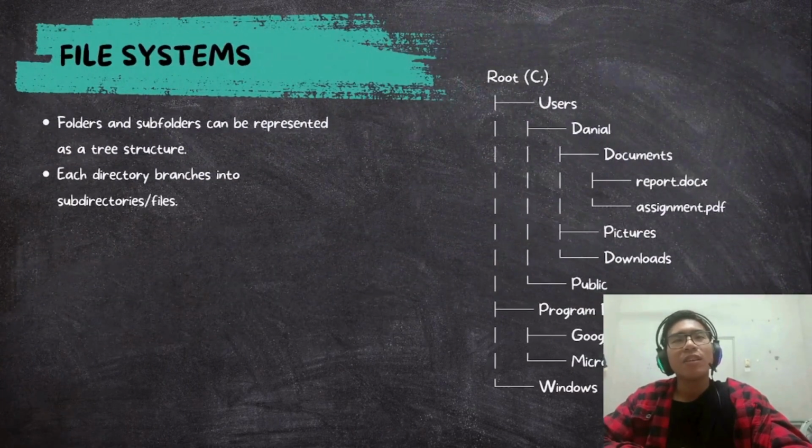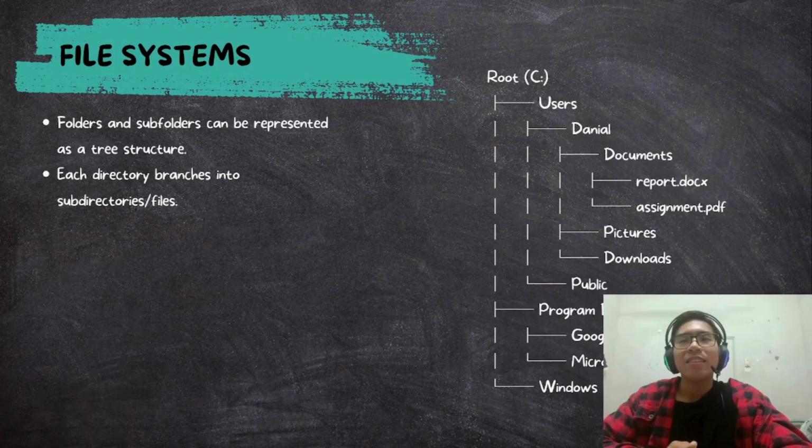I'll be explaining about the real life applications of trees in society. The first one is file systems. File systems use folders and subfolders, and these can be represented as a tree structure. In the example I've given on the side here, the C drive in any normal computer would be considered the root node.